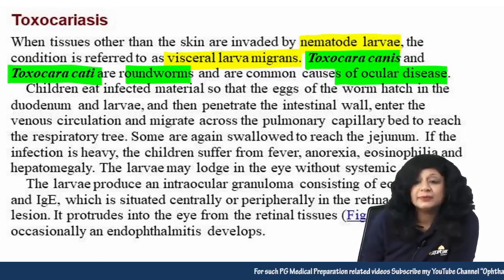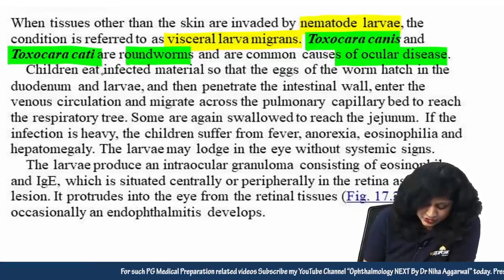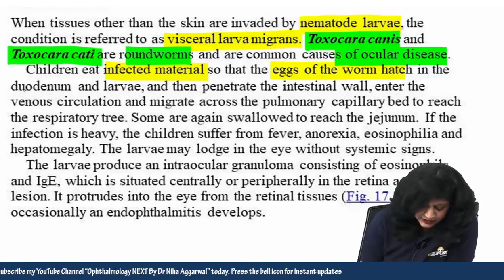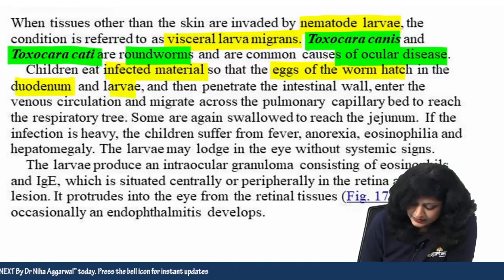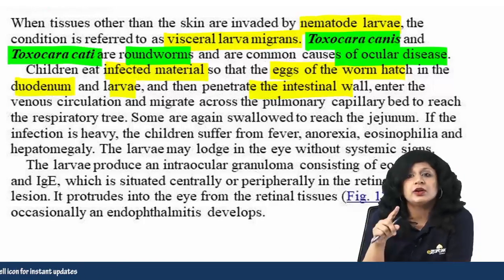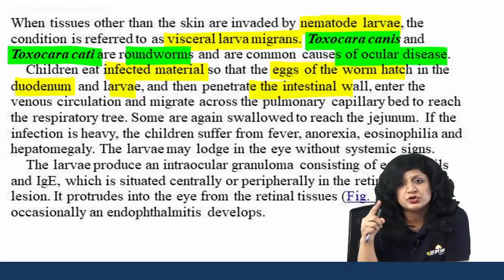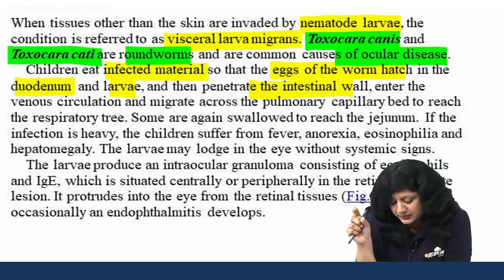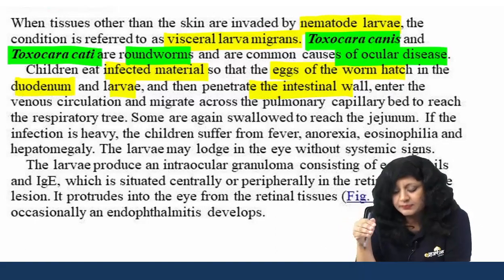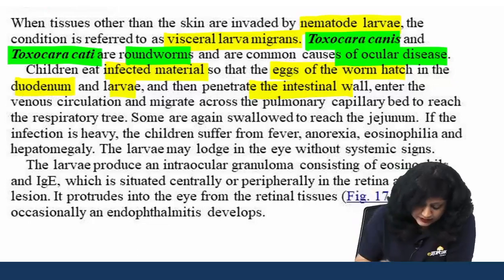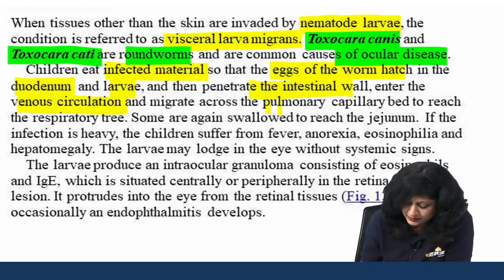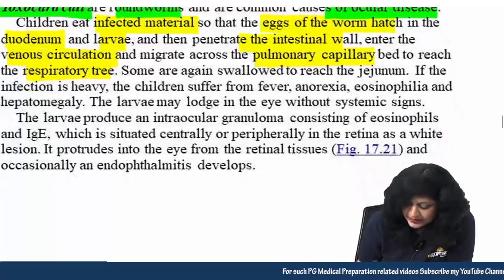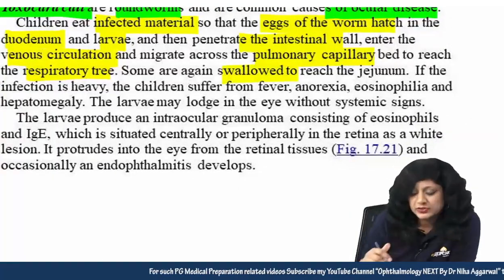Now what is happening, most of the time children eat the infected material, so the eggs of the worms hatch in the duodenum, and the larvae then penetrate the intestinal wall. This is microbiology, you must have read the life cycle. So they penetrate the intestinal wall, reach the venous circulation, then go to the pulmonary capillaries, and ultimately the respiratory tree. Some are again swallowed, and when they are swallowed, they again reach the jejunum.